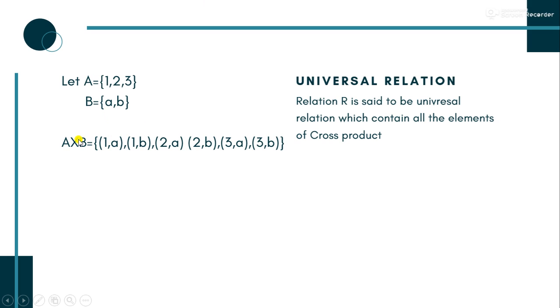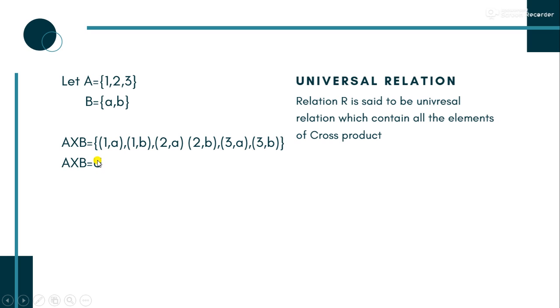As you all know, a relation is nothing but a subset of the cross product, and the cross product is also a relation which contains all the elements. So this cross product is also known as the universal relation. The relation which contains all the elements of the cross product is known as the universal relation. So A cross B is equal to U, the universal set, or sorry, the universal relation.